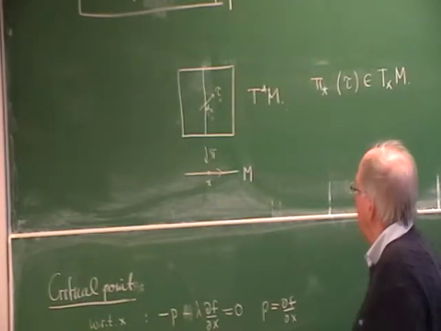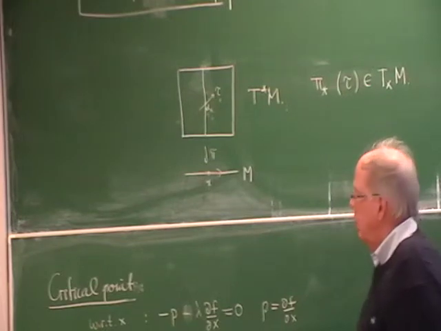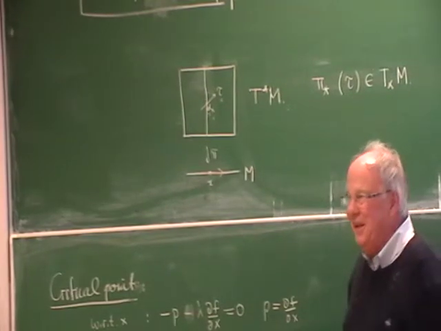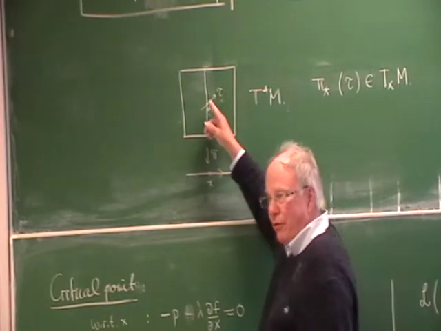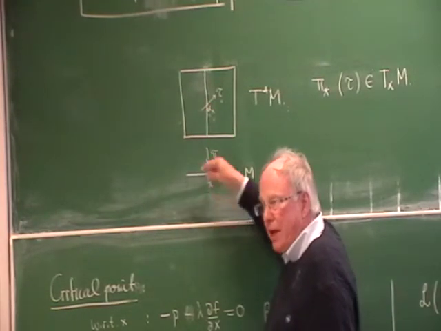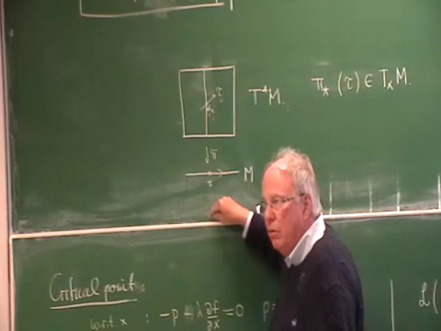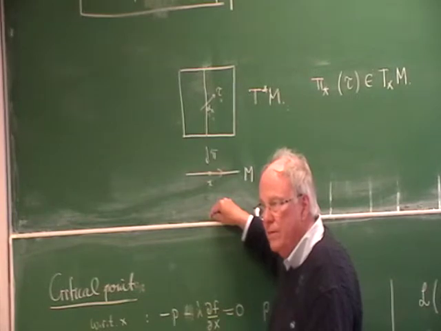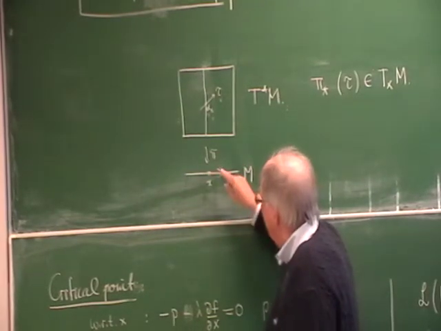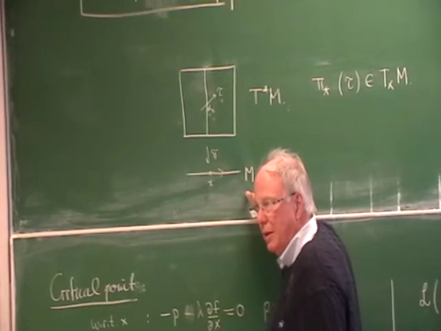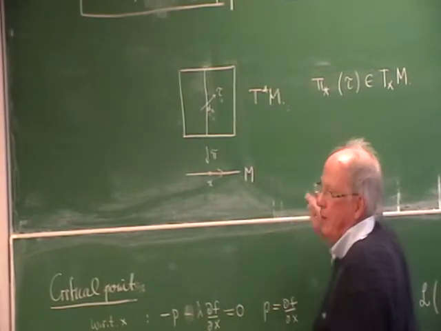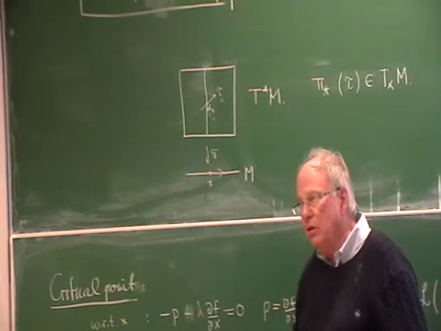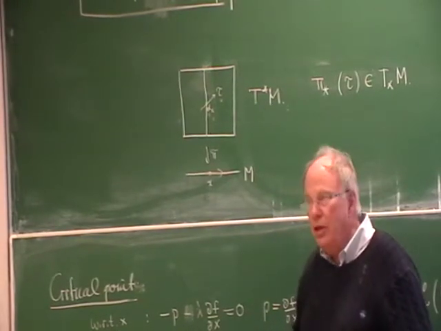So pi star is a projection to the manifold from the cotangent bundle? No! I'm glad you asked because it is confusing. If I take a tangent vector on a manifold and a mapping, it maps it to a tangent vector on the image manifold. Push forward. Okay, so pi here is the mapping from the cotangent bundle to the manifold. And pi star is the push forward of that tangent vector. I think it's worth discussing.